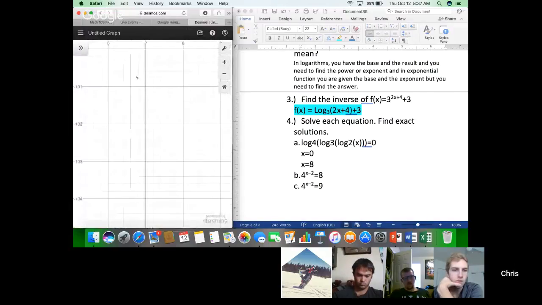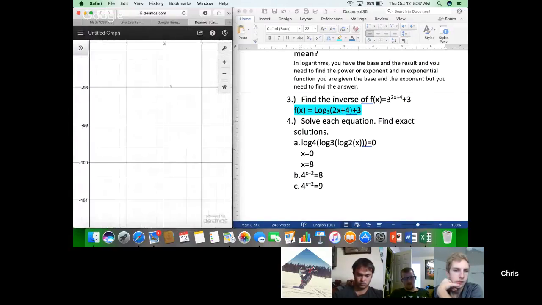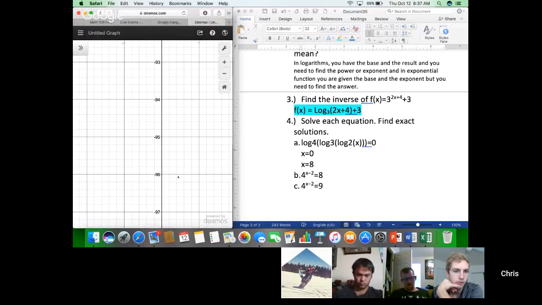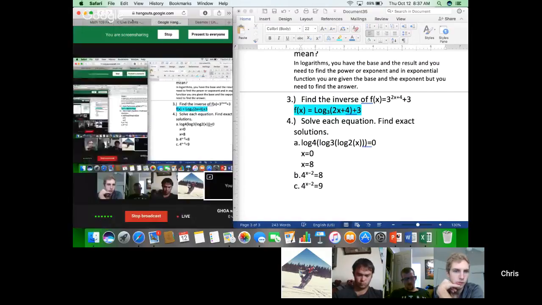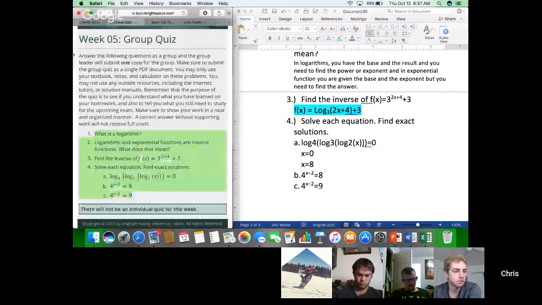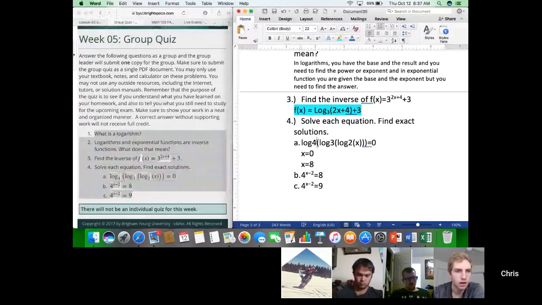Is it log base 4 or is it log base 10.4? Log base 10.3. Let me check. Actually, that's a good point. I put that in and I got no answer for 0. It is log base 4. Okay. Draw bases.